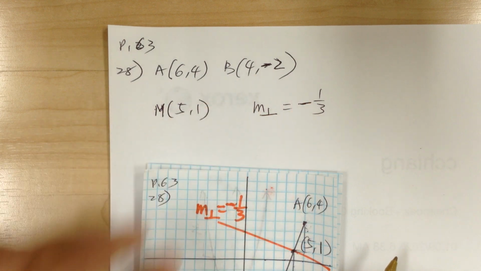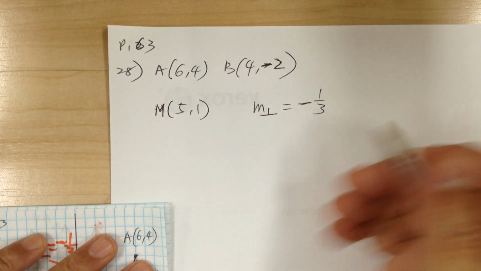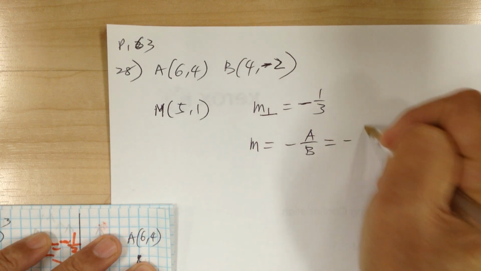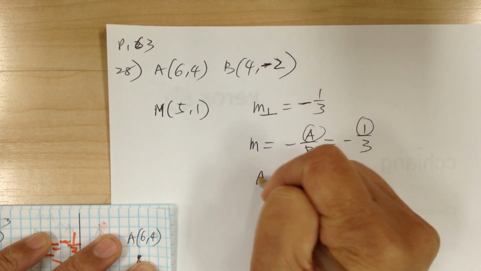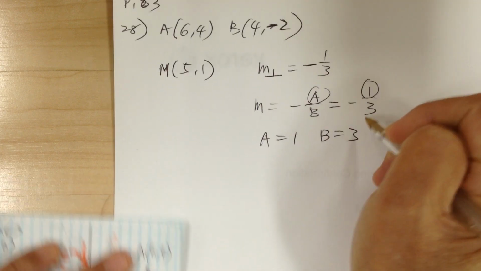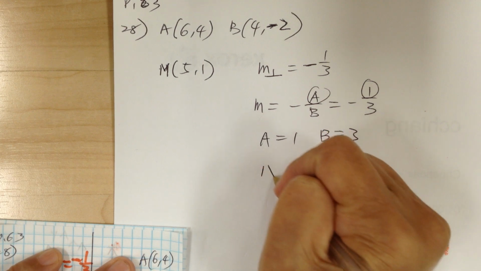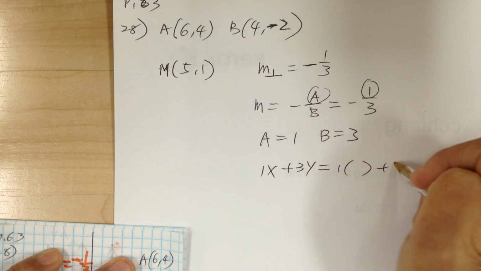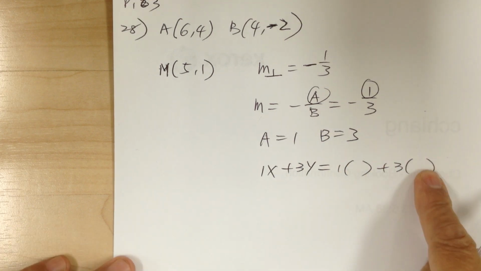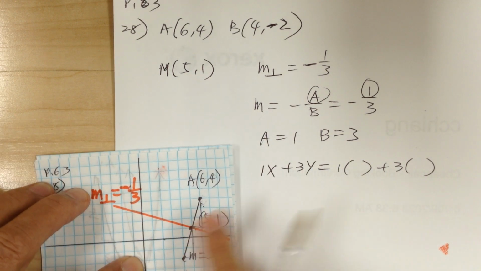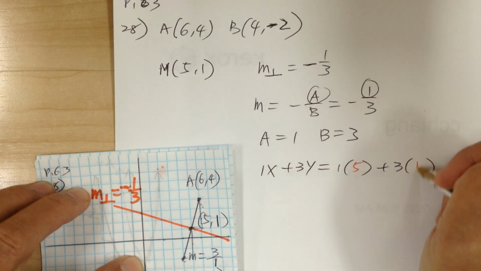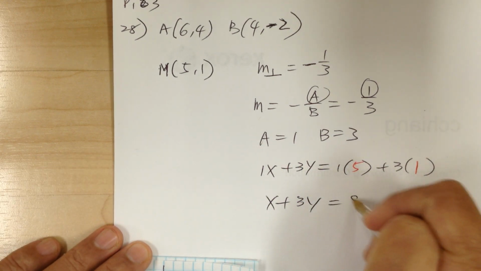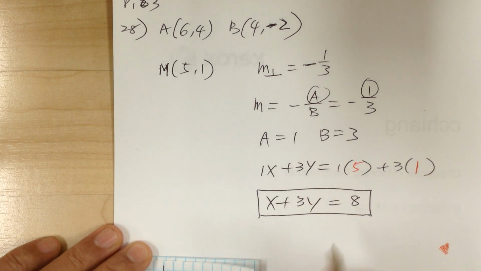Now you can use point-slope form, or you can use the other method. I'm using the other method. So m equals negative a over b, and this is equal to negative 1 over 3. So a equals 1, b equals 3. That means my equation will have 1x plus 3y equal to something, equal to 1 times something plus 3 times something. And I want this to go through the midpoint, the perpendicular bisector. So I need to put (5, 1) in here. So I get x plus 3y equals 8. And that's my equation. That's my perpendicular bisector.